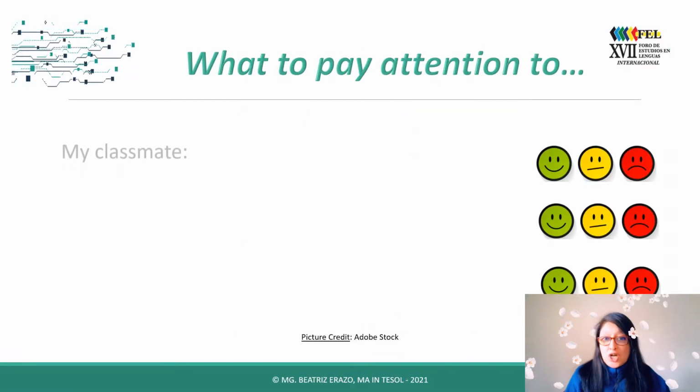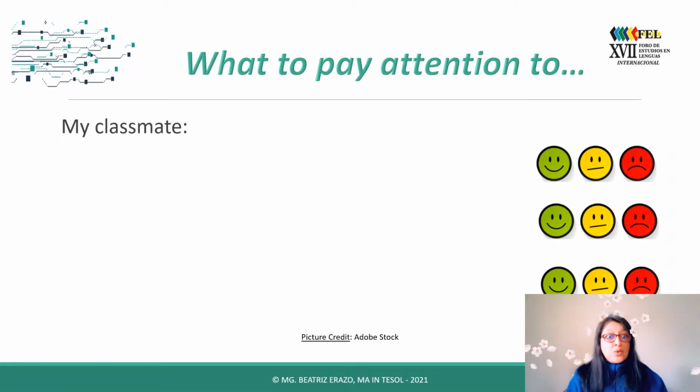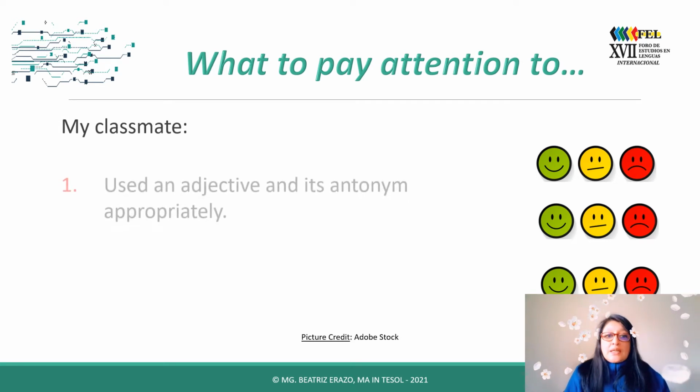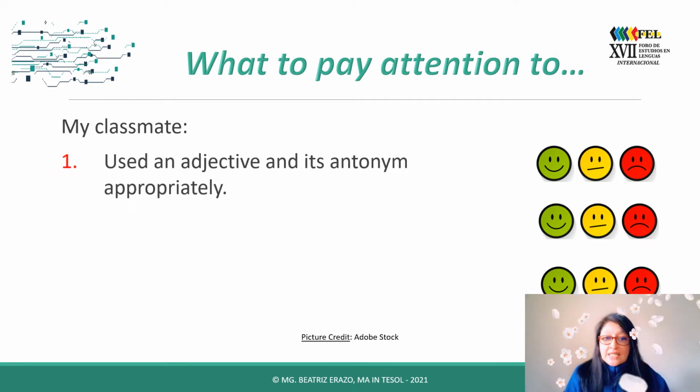Now, if you were my classmates, I would like to ask you, did I use the adjective and its antonym appropriately? So if you think I did so, you are going to tell me, oh yes, you have a green face. But if you think I didn't do so, you are going to tell me I got a yellow face and explain why and why not. And if you think I didn't do a good job, probably you are going to give me suggestions, and then I'm going to try to fix my errors using your suggestions.